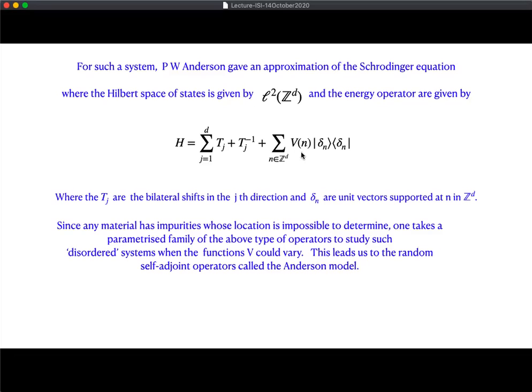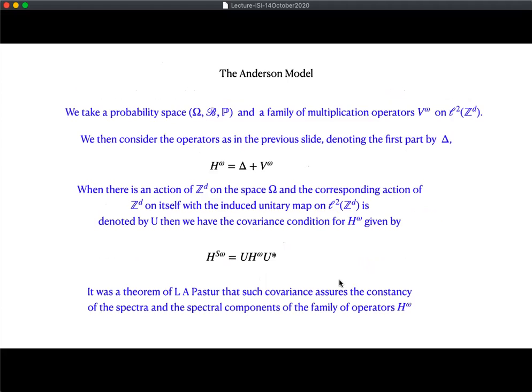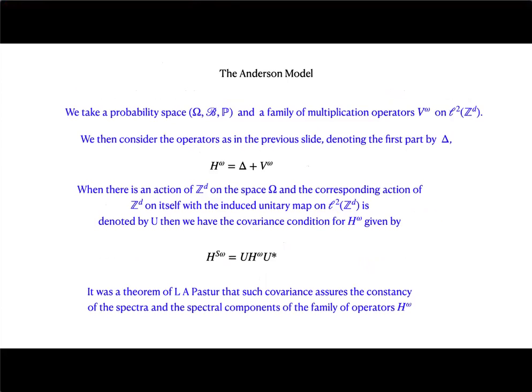So one has to consider a family of these things by allowing for possible values of Vn. And that's why this is no longer one operator, but an operator parameterized by something that will correspond to changing V at different places. In other words, if you fix one sequence Vn, that corresponds to one configuration of atoms. If you change it, it can correspond to another configuration of atoms and so on. So this leads us to a random self-adjoint operator called the Anderson model.